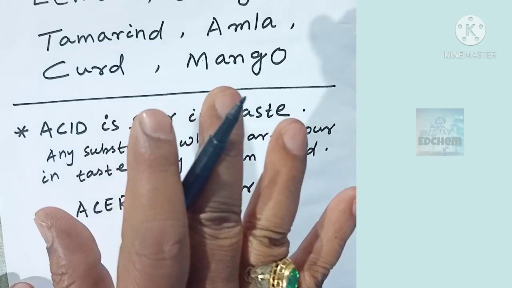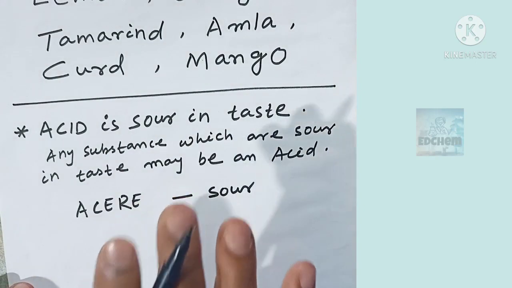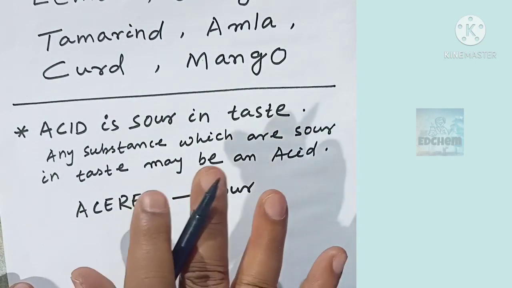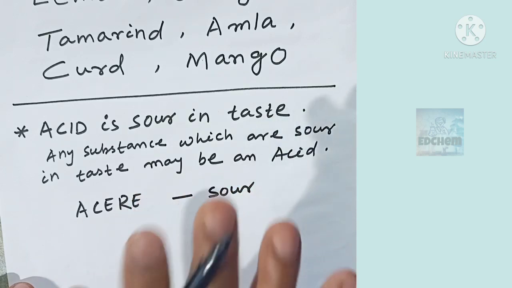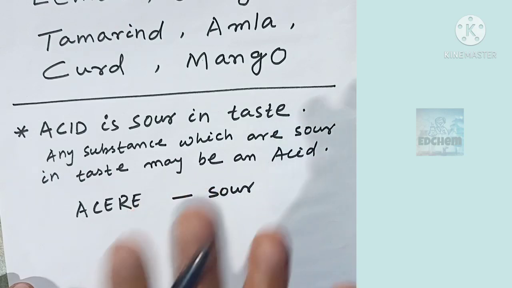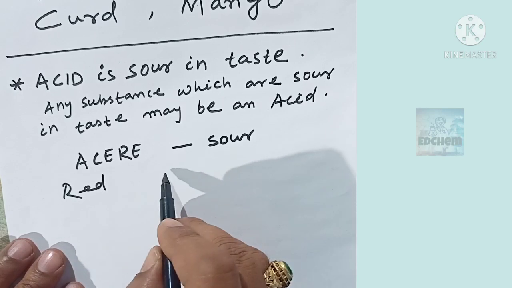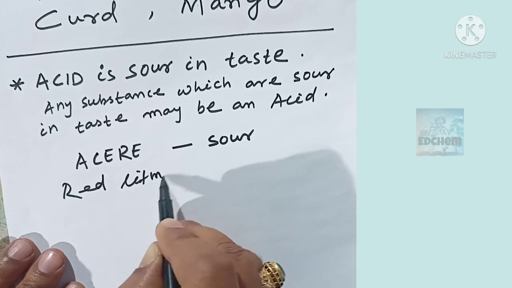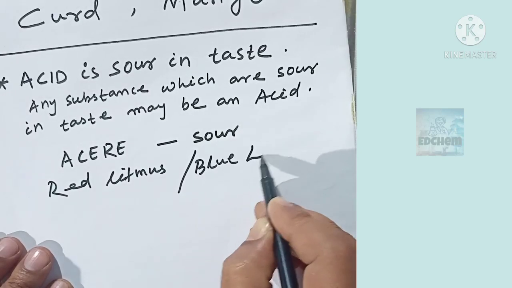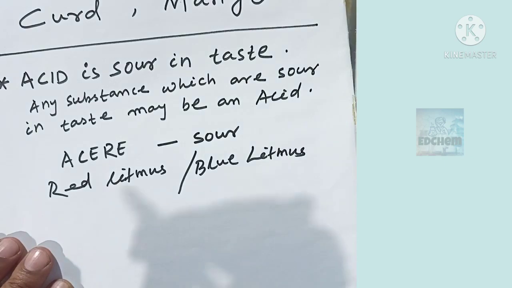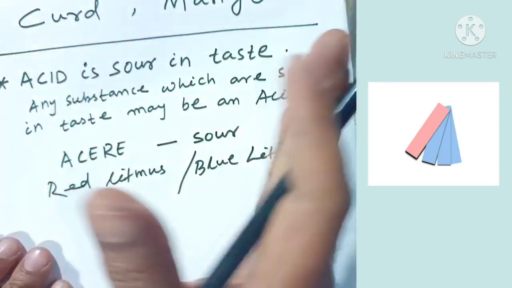Now, how can we identify an acidic solution? We can easily identify it by litmus paper test. There are two types of litmus paper. One is red litmus paper and another is blue litmus paper. And these are easily available in any chemical store.